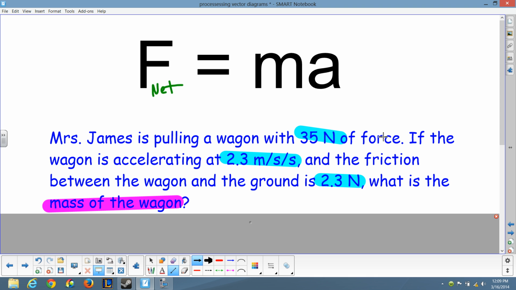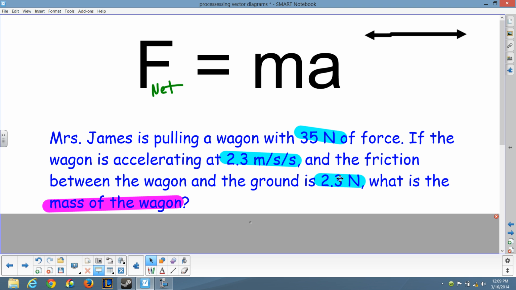Now the important thing to realize here is that I am pulling the wagon with 35 newtons of force, but friction is resisting with 2.3 newtons. So not all of my force is able to accelerate the wagon. Some of my force is busy fighting this friction. And it's only the rest of the force, so 35 minus 2.3 newtons, that's actually responsible for accelerating the wagon. So what the net means here is the difference between the 35 newtons and the 2.3 newtons.